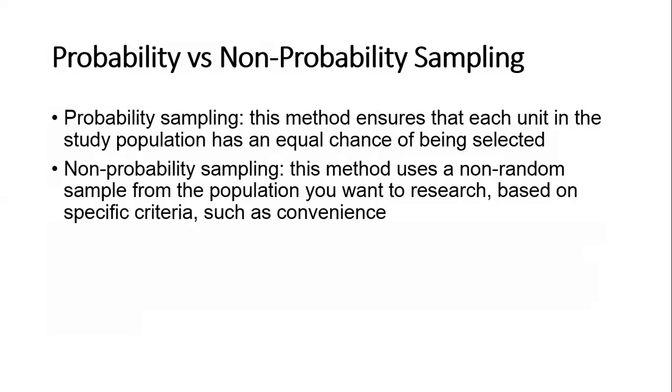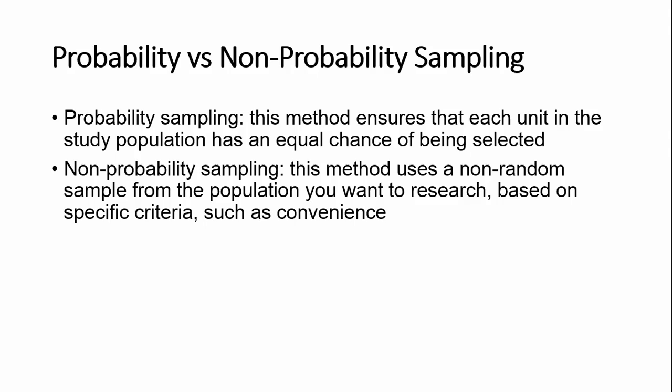Probability versus non-probability sampling. By now you should know that the concept of probability is very important in analysis. Probability sampling: this method ensures that each unit in the study population has an equal chance of being selected. It's also called random sampling.